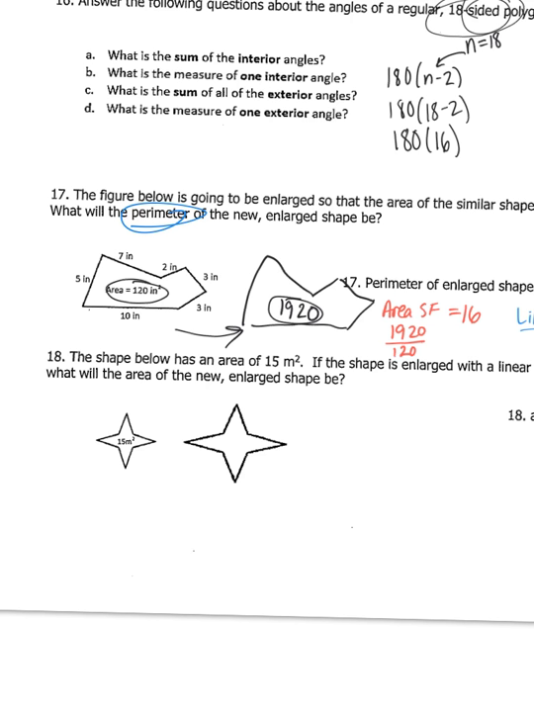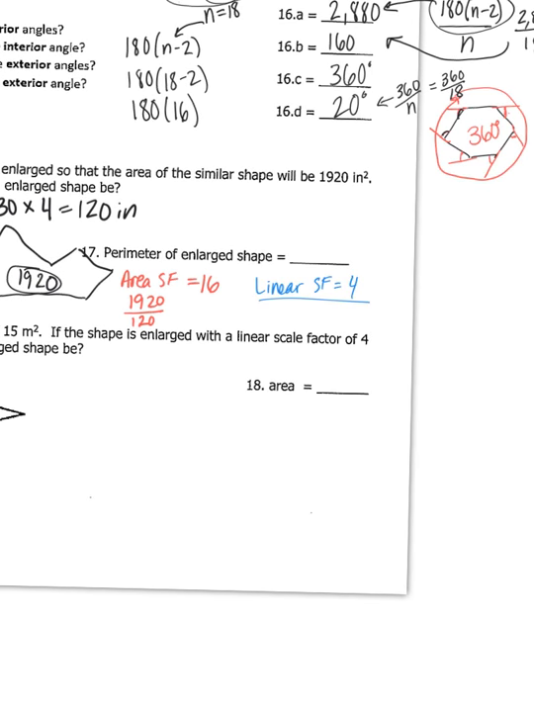So the small perimeter is 5 plus 7 plus 2 plus 3 plus 3 plus 10. My small perimeter is 30 times my linear scale factor of 4 is going to give me my big perimeter of 120 inches. It just was a coincidence that it was the same as the original area. Don't think that's going to happen every time. Okay, so my new big perimeter is 120 inches.